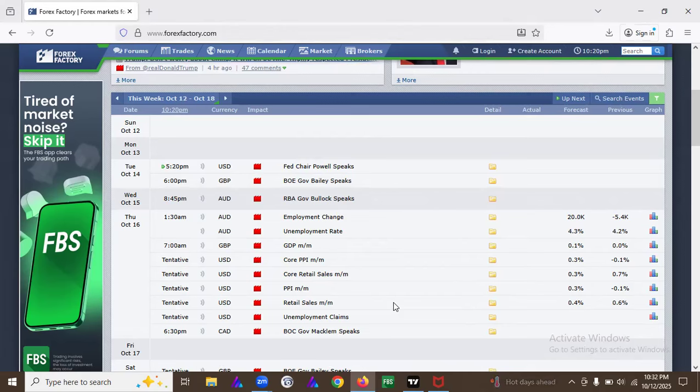We should expect high volatility on USD pairs. So if you're considering trading USD pairs this week, you should be considering trading on Wednesday and on Friday if you are not a fundamental trader, if you're not a news trader. The best days to trade the dollar pairs this week will be on Wednesday and on Friday. You want to wait for PPI, retail sales, unemployment claims to be released before you trade the dollar pairs.